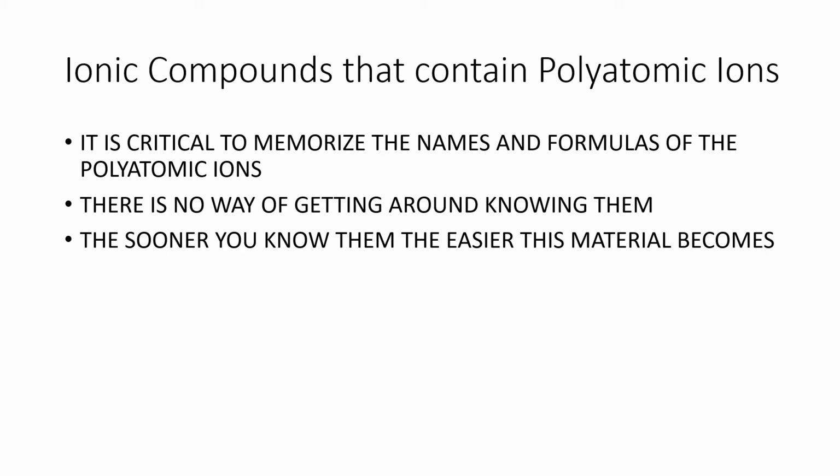Our next set of examples involve ionic compounds that contain polyatomic ions. Before we start getting into some examples, it is absolutely critical that you memorize the names and the formulas of the polyatomic ions. There's no way of getting around knowing them. If there were an alternative to just memorizing these, I would let you know, but you really just have to get these memorized.